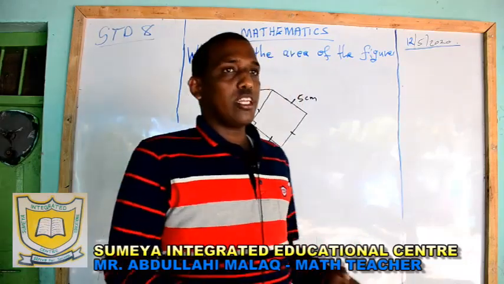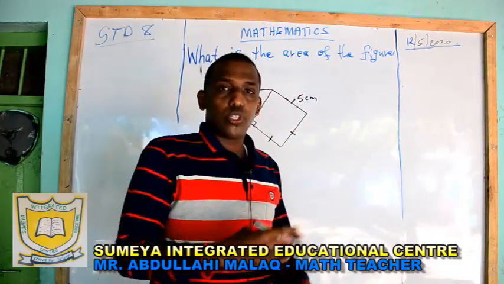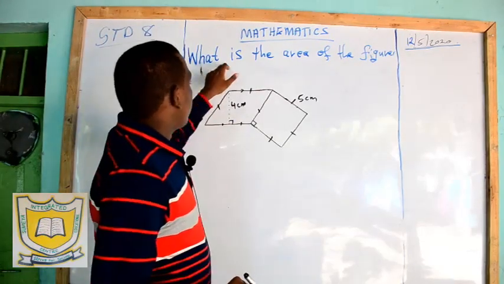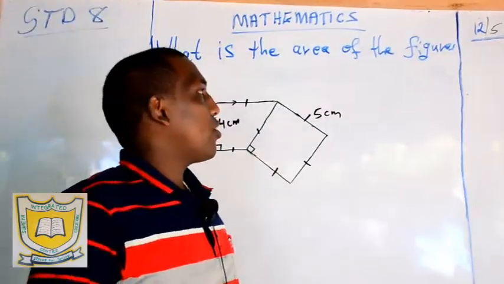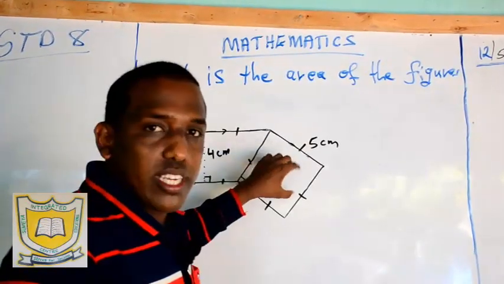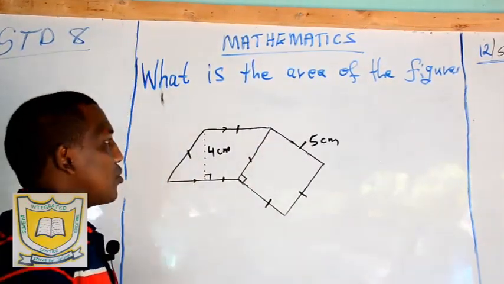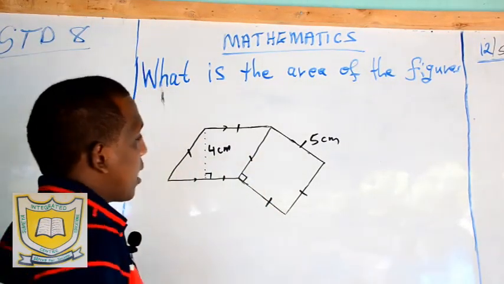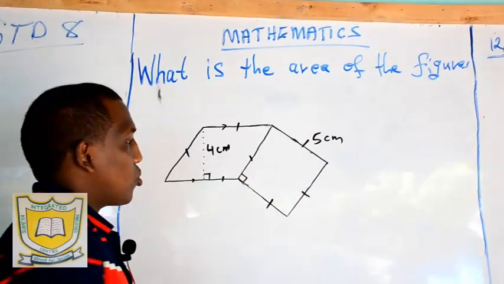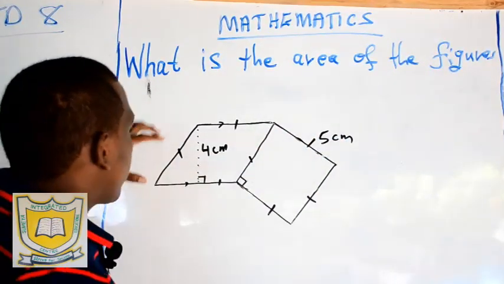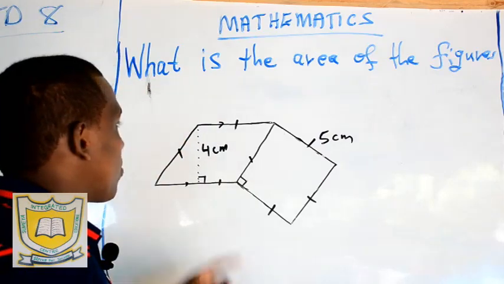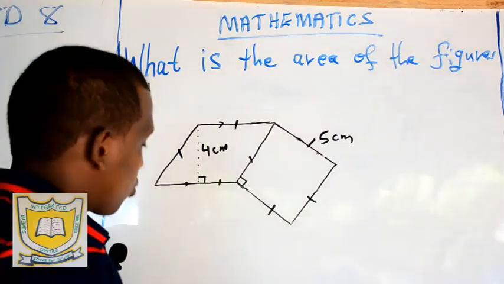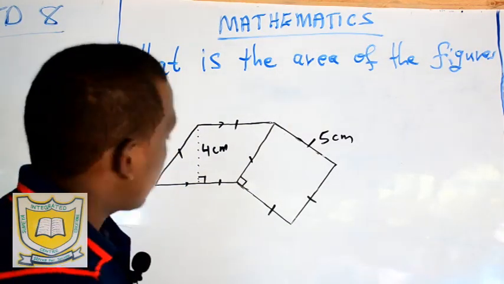Remember, yesterday we have been dealing with area, and it's just a continuation of what we have been doing yesterday. This figure, you are told, find the area of the figure below. When you see this figure, there are two figures here which are combined. This one is a square because all sides are equal, and this one is a kind of parallelogram. So we want to get the area of this figure.